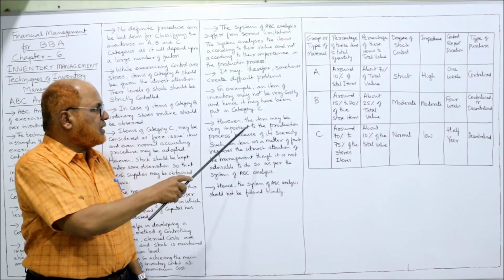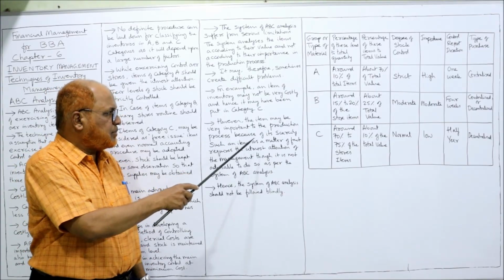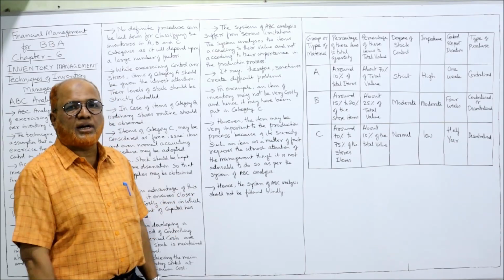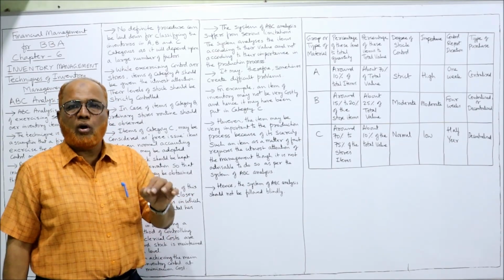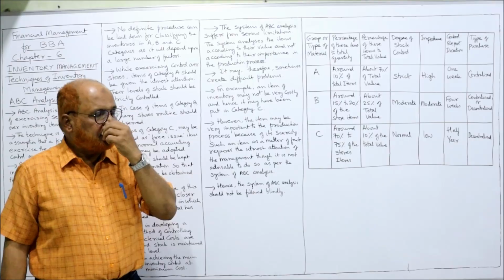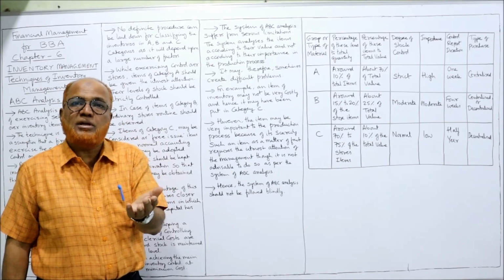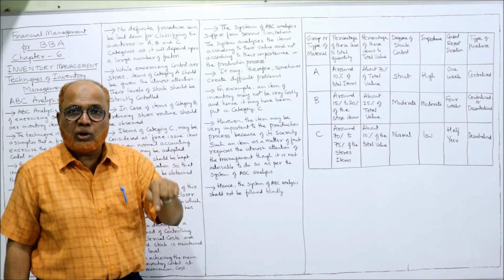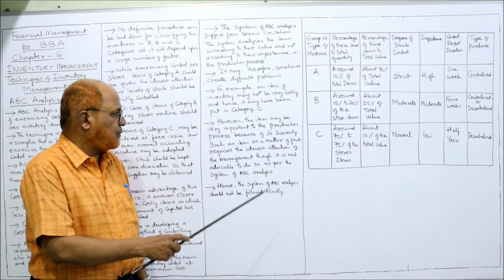Now, however, the item may be very important in the production process because of its scarcity. Such an item, as a matter of fact, requires the utmost attention. If we go by importance, then this low value item is also very, very important. Strict control should be put even on the low category item also.